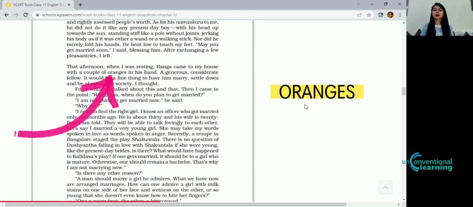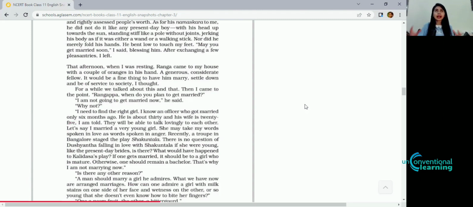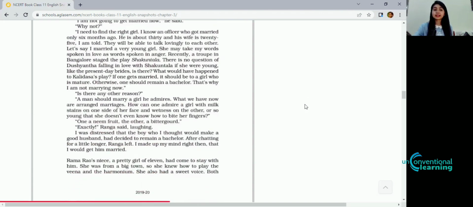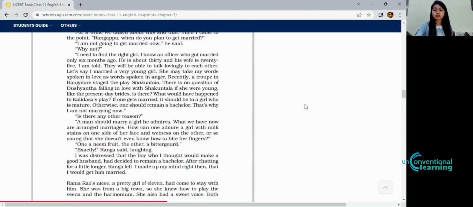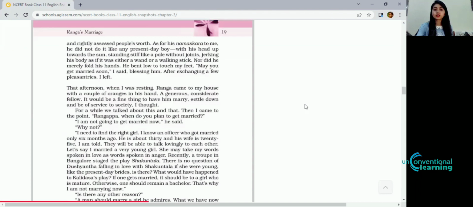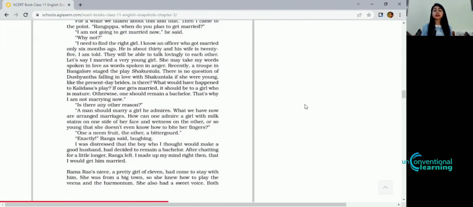For a while, we talked about this and that, and then again the narrator started asking Ranga, "Tum shadi kab karoge? When will you get married?" And then Ranga says that I won't get married anytime soon. You can see on the screen as well. He said, "I'm not planning to get married." Now, narrator gets the shock of his life. He says, "Why did you say so?"